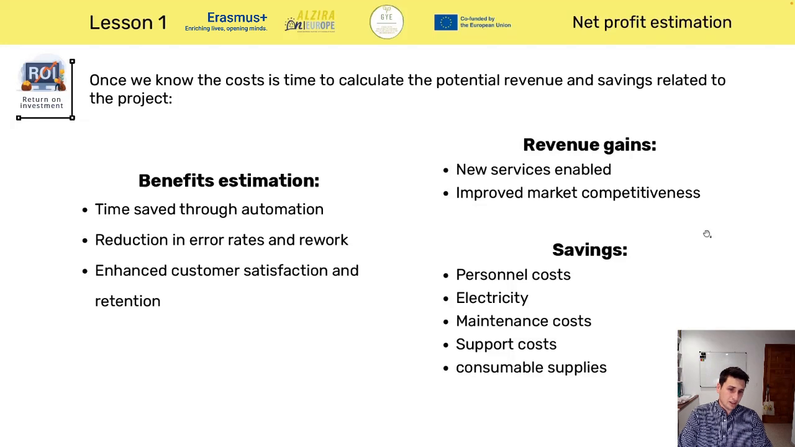Revenue gains: we will have new services enabled, and improved market competitiveness due to the digitalization. And then some savings. They are related to personnel costs, electricity, maintenance, support costs, and other supplies or consumables like paper, printer toners, and other consumables that we can save.